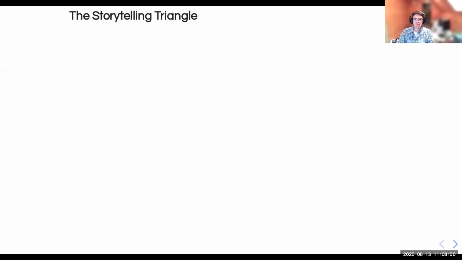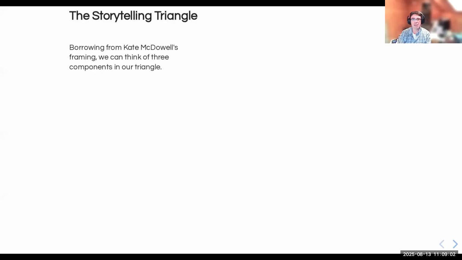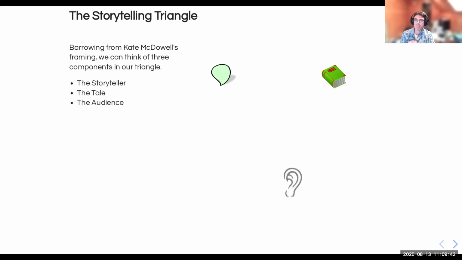I want to talk about something that my friend and colleague Kate McDowell calls the storytelling triangle. And the storytelling triangle is made up of three different components inside a set of relationships. Now the first component is that of the storyteller, the person or the entity that is telling the story, that is somehow interpreting information and then transmitting that information to you. The second component in this triangle is that of the tale. It's the notion that there is some platonic truth out there that is being interpreted somehow. There is a concept or a piece of information that is being transmitted. And then the final component in this triangle, perhaps the most personal component for the people that are viewing it, is that of the audience, the person or the people that are receiving the information.